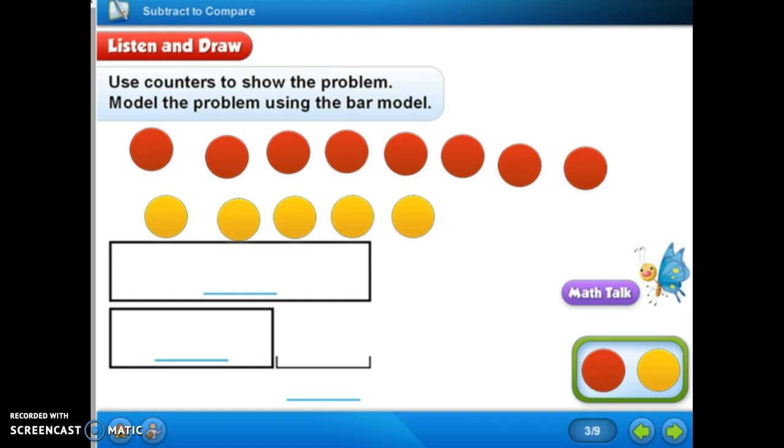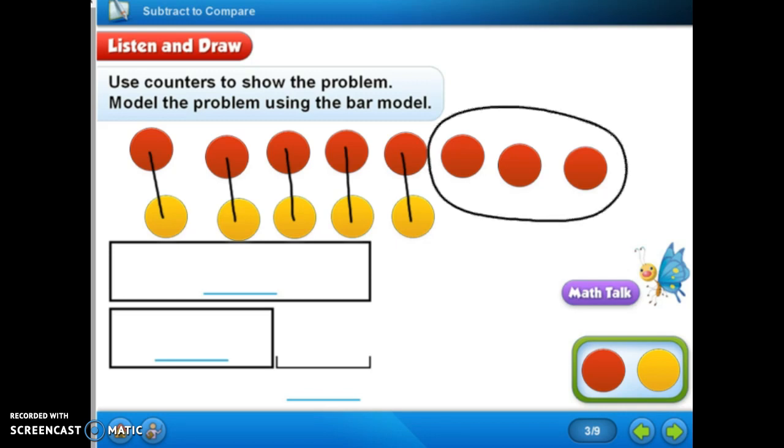We're going to now connect our pictures to compare. 1, 2, 3, 4, 5. And I'm going to circle Mindy's puzzle pieces that don't have a partner. All right, so now we're going to take this picture and fill in our bar model.